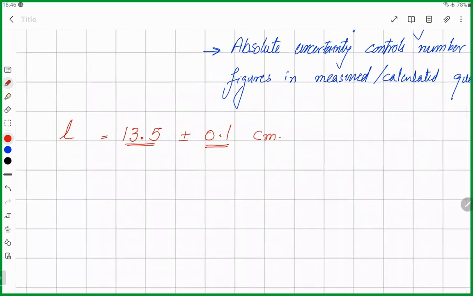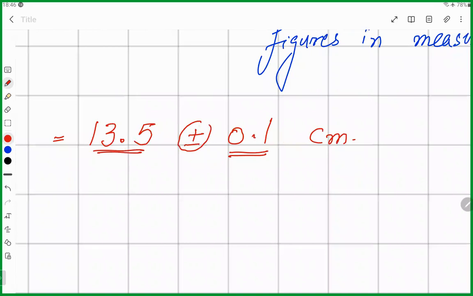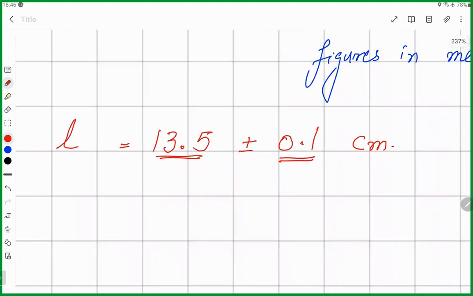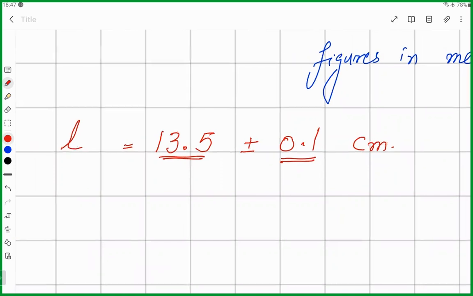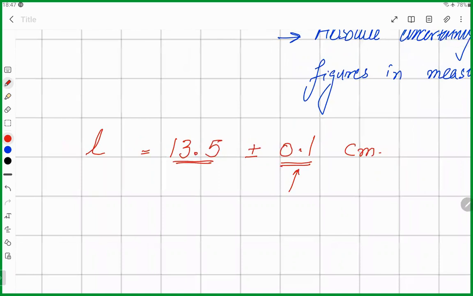So when we write its uncertainty, what do you see over here? Plus, minus. What does that mean? It means it can be a plus, like the maximum value can be 13.6, or it can be a minus, that means that it can be 13.4. So the value of length can be any number from 13.4 to 13.6, in between. So this is our doubt or absolute uncertainty.